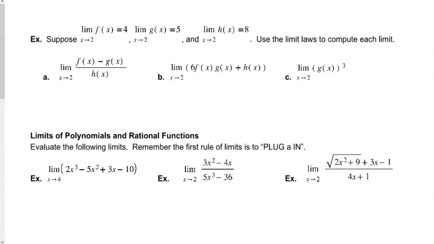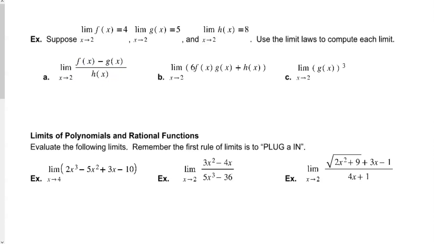And so we'll see that here with a lot of these. If I give you 3 limits here, the limit as x approaches 2 each time of the function value of f is 4, of g of x is 5, and h of x is 8. And so we're going to put those together using our properties, which again, I can rewrite this as the limit as x approaches 2 of f of x minus the limit as x goes to 2 of g of x all over the limit as x goes to 2 of h of x.